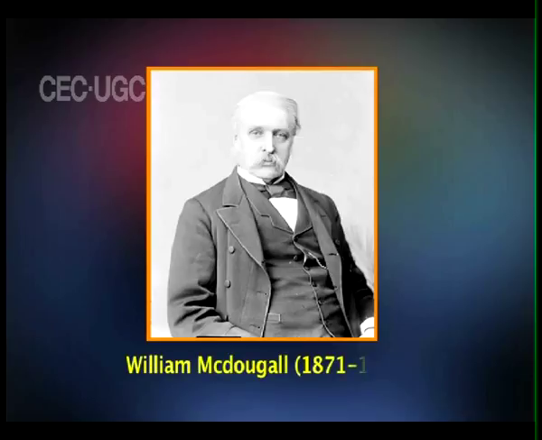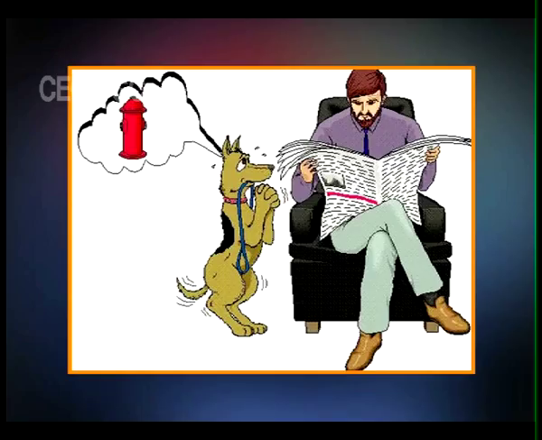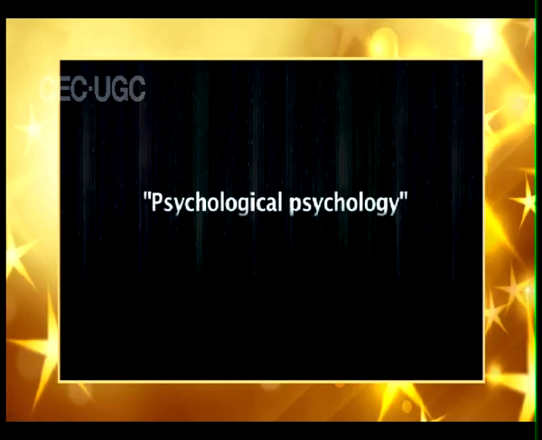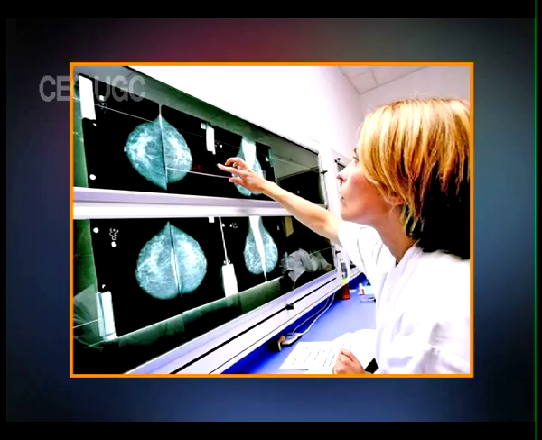Fourth point, in terms of the study of behavior. William McDougall, a British psychologist, was the first to define psychology as the science of behavior. In his book, Psychology, published in 1905, he said psychology may be best and most comprehensively defined as the positive science of conduct of living creatures.